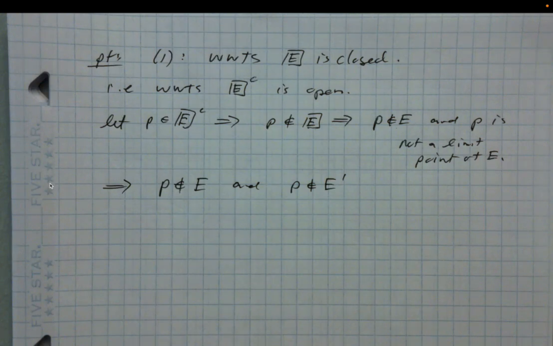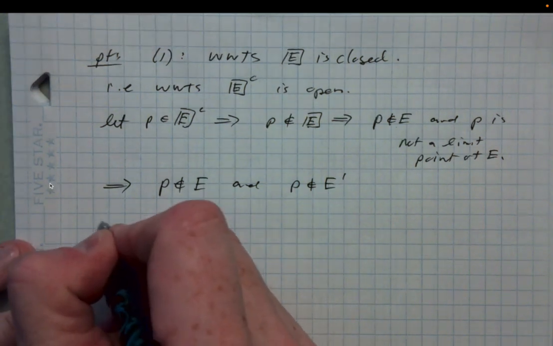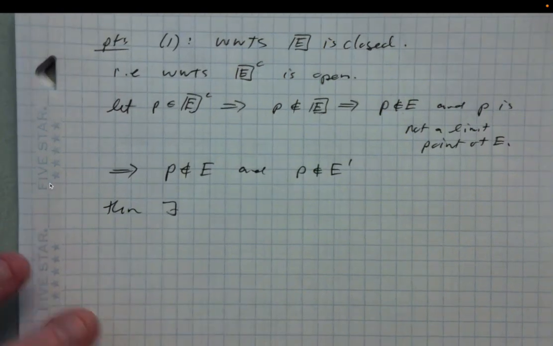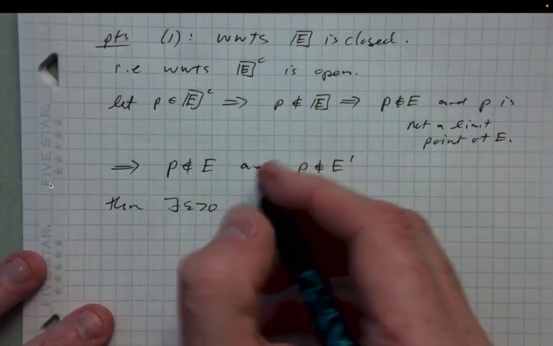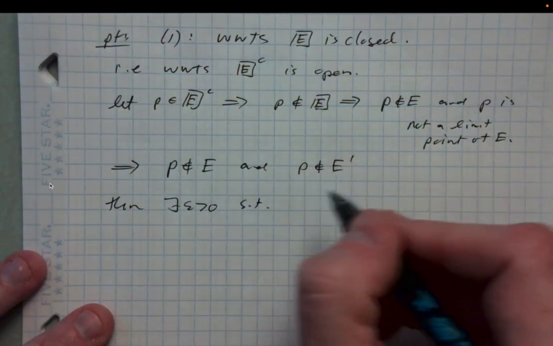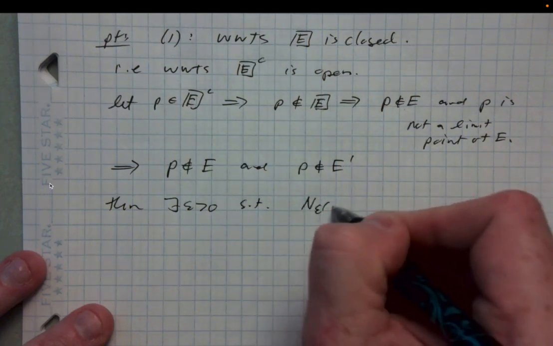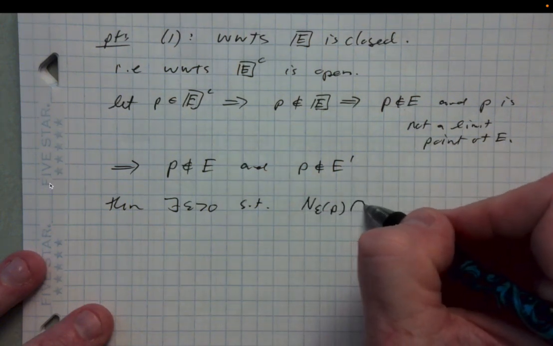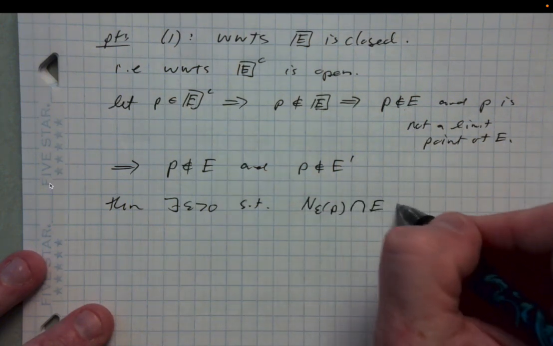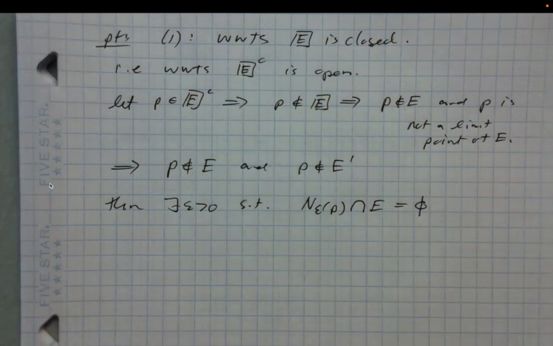Okay, and so that means there exists some epsilon greater than 0 such that the epsilon neighborhood of P, when I intersect that with E, is empty. Okay, so we've got that the epsilon neighborhood of P is entirely removed from E, so that means the epsilon neighborhood of P must be in E complement.